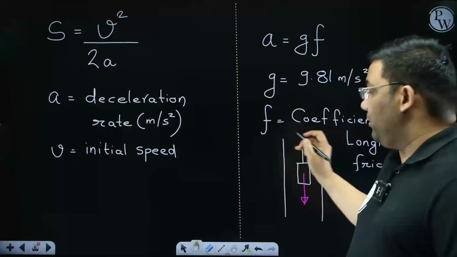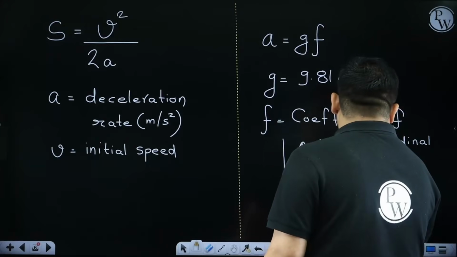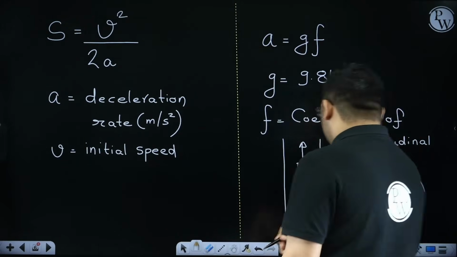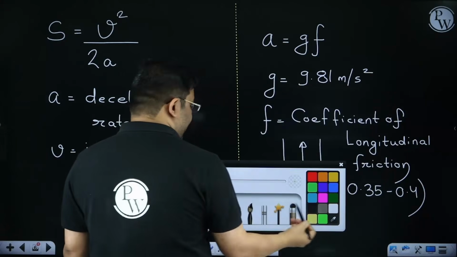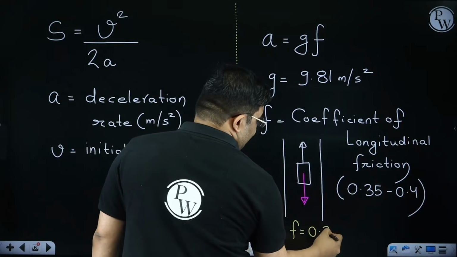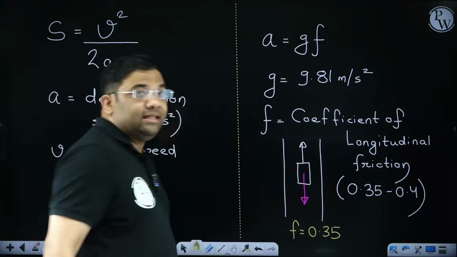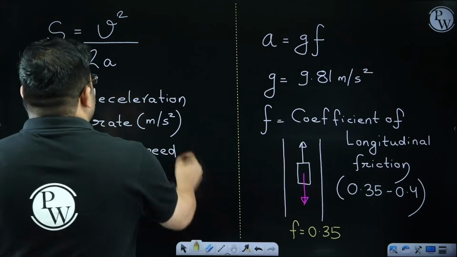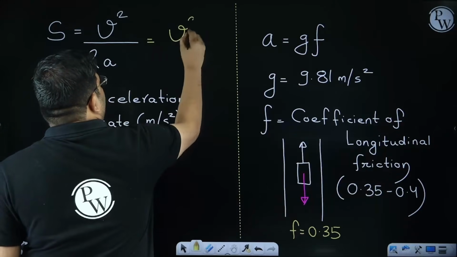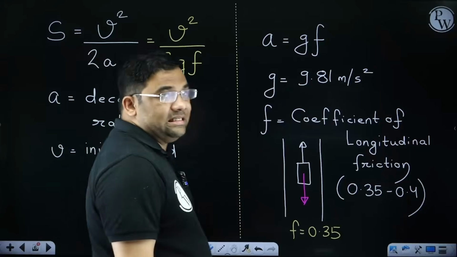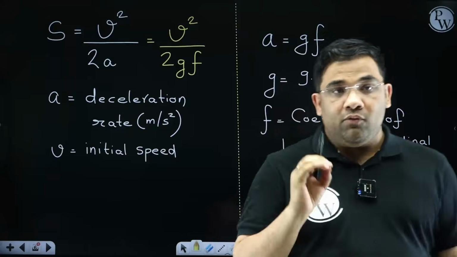Now this coefficient of longitudinal friction varies from 0.35 to 0.4. And if nothing is mentioned in the question, we'll take this as 0.35. And from this, I get the equation v square by 2gf, where the deceleration rate is g into f.